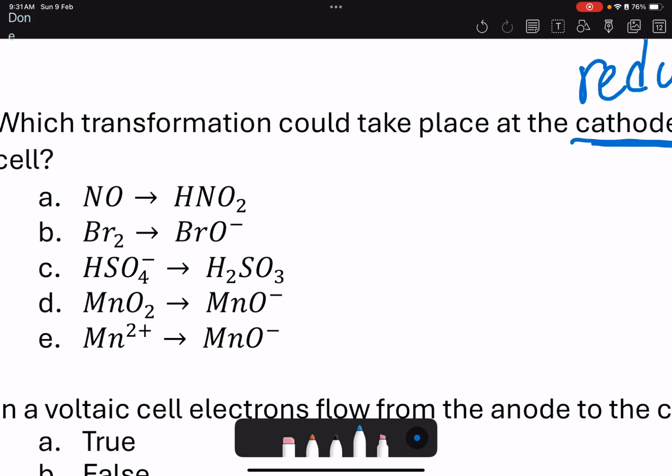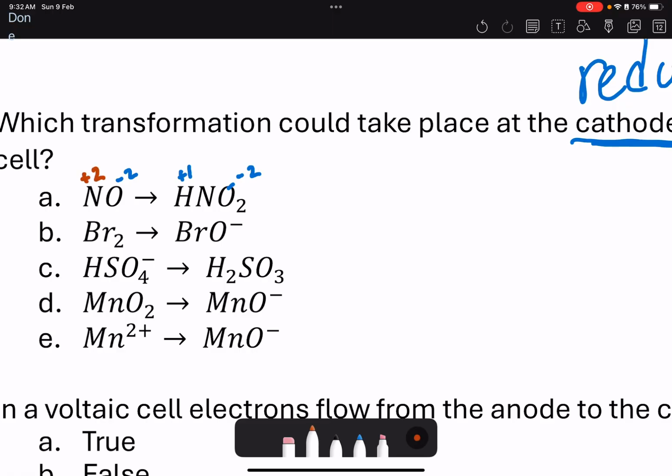So O is always minus 2, H is plus 1. I can do this, minus 2, minus 2. So you get my point. Now, let me just finish one by one.